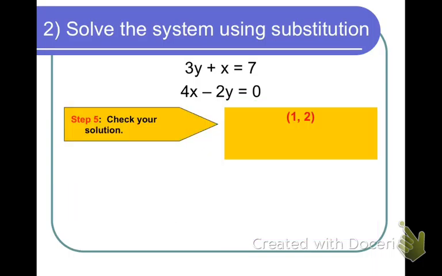Now check your solution. In the first equation, 6 plus 1 does equal 7. And in the second equation, 4 minus 4 does equal 0. So we know that it is correct.